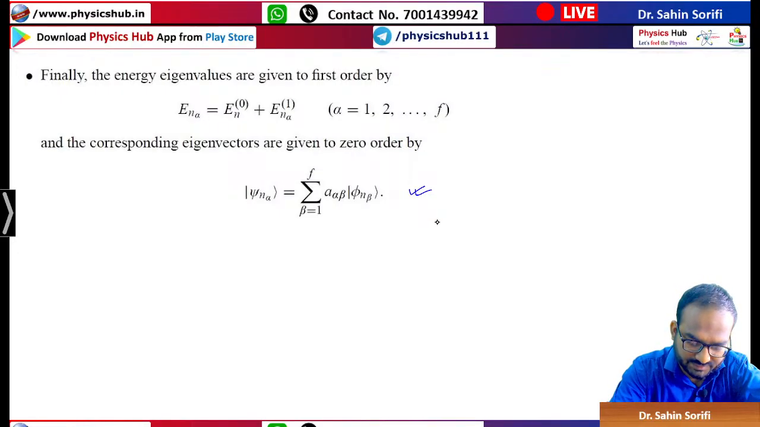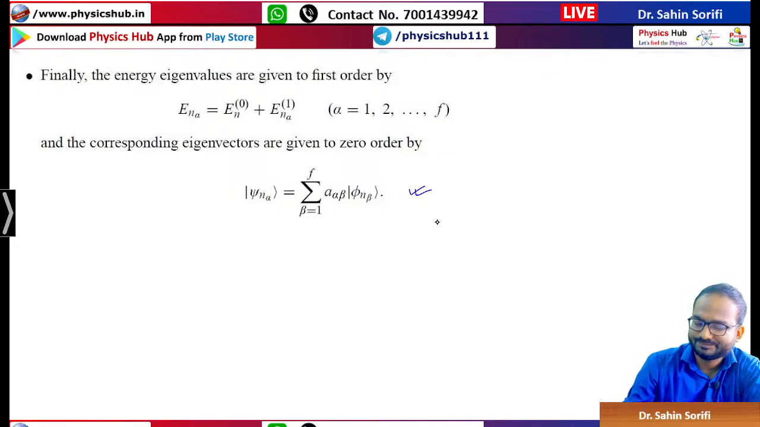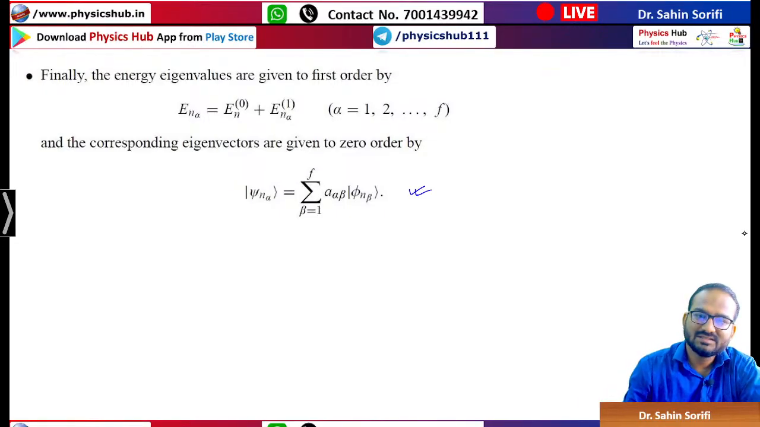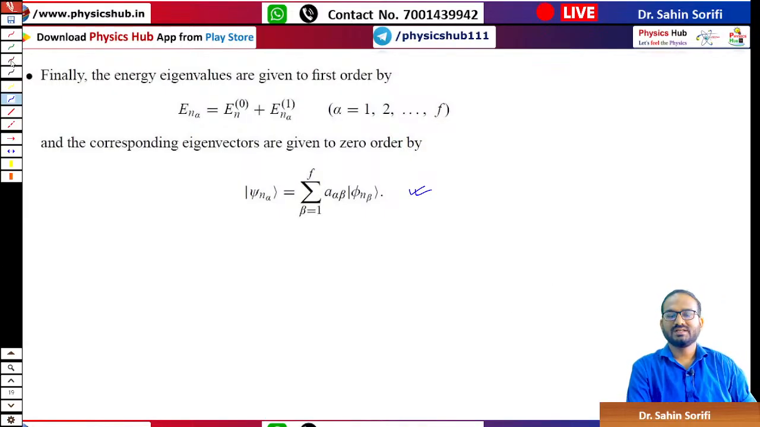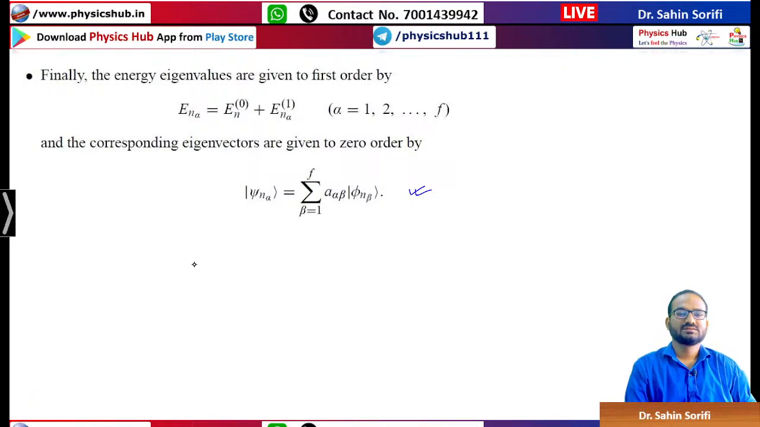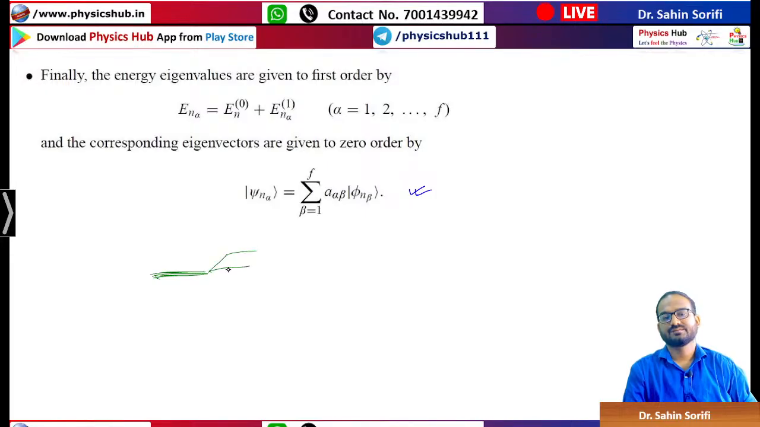Does the perturbation cause degeneration? No. Perturbation just lifts the degeneracy. Degenerate level exists in general, so the job of the perturbation is to separate it.